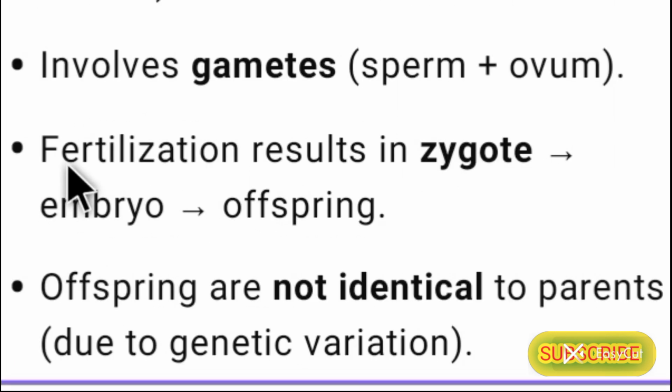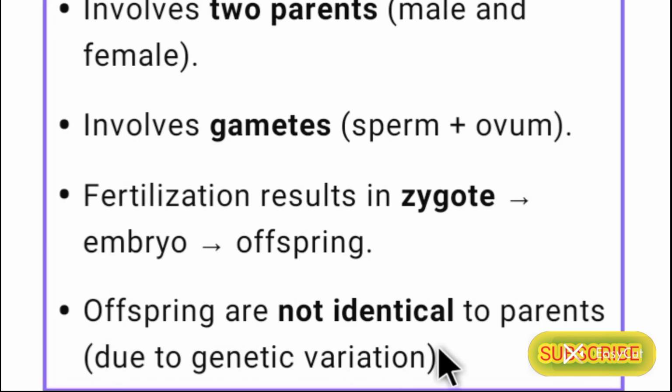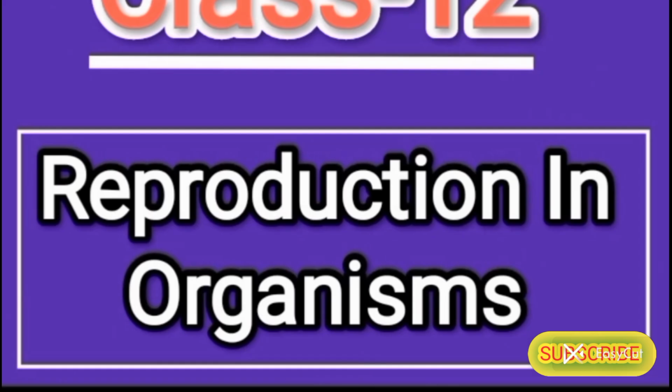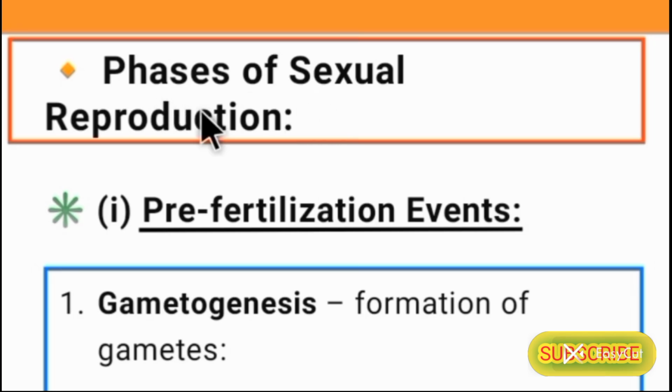In sexual reproduction, fertilization results in zygote formation. Zygote develops into embryo and embryo develops into offspring. Offspring are not identical to parents in sexual reproduction due to genetic variation. Phases of sexual reproduction. There are 3 phases in sexual reproduction. First is pre-fertilization events, second is fertilization event, and third is post-fertilization event. Pre-fertilization event includes gametogenesis and gamete transfer.